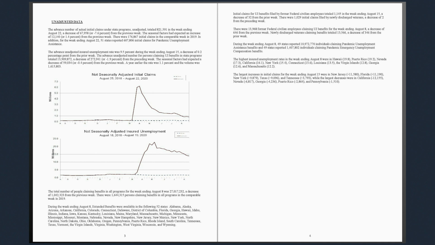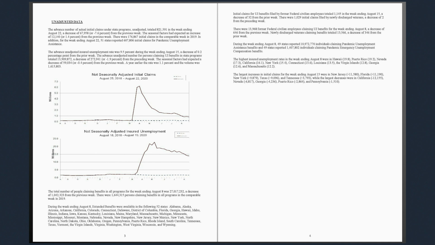Newly discharged veterans claiming benefits totaled 13,566, a decrease of 346 from the prior week. During the week ending August 8, 49 states reported 10,972,770 individuals claiming Pandemic Unemployment Assistance benefits and 49 states reported 1,407,802 individuals claiming Pandemic Emergency Unemployment Compensation benefits.